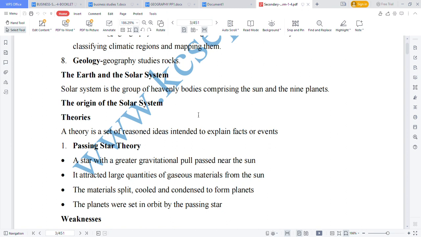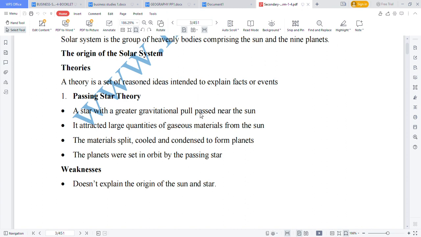Let's move to the next topic, which is the Earth and the solar system. The solar system is the group of heavenly bodies comprising the sun and the 9 planets. The origin of the solar system. So we have the theories of the origin of the solar system, and we are going to talk about them.